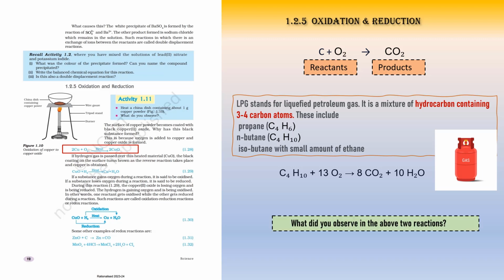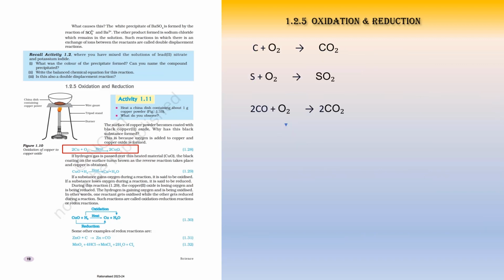Now the question is, what do you observe in the two reactions? Oxygen is present in the reactants and carbon dioxide is present in the product. Now let's see a few more examples. Carbon plus oxygen forms carbon dioxide. Sulfur plus oxygen forms sulfur dioxide. Carbon monoxide plus oxygen forms carbon dioxide.